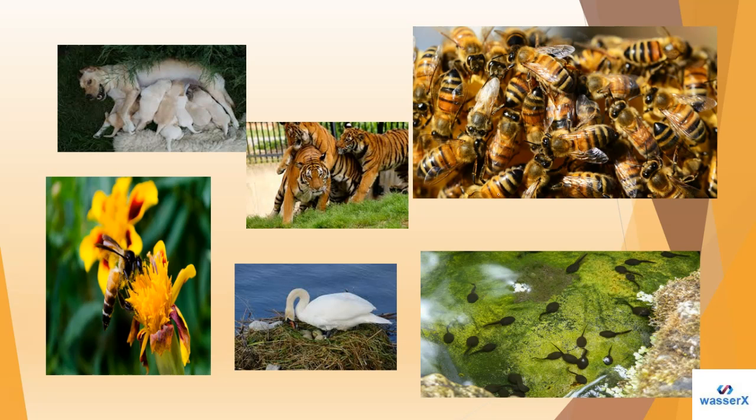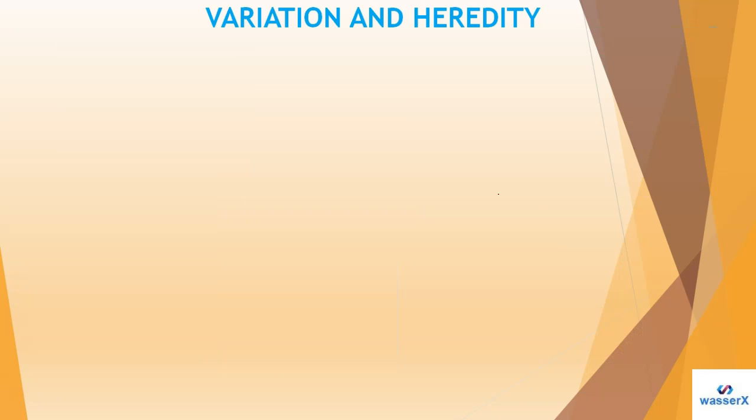In this way we can understand how different species or different organisms overproduce. Okay, so I hope this point is clear to you now, and we have the next one, which is called variations and heredity.